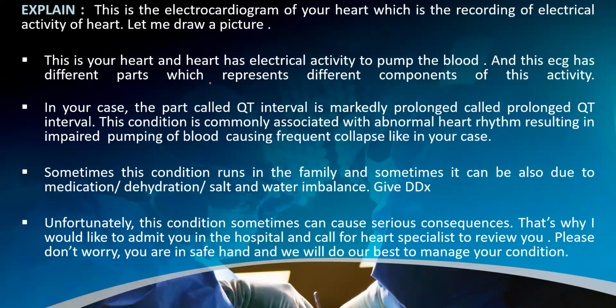The electrocardiogram of your heart is supposed to record the electrical activity of your heart. Let me draw a picture for your better understanding. So this is your heart. Your heart has four chambers like this, and the pumping of your heart is regulated by some electric current which generates from here and then goes down to your heart like this. And the electrical impulse travels throughout your heart and helps your heart to pump the blood from the heart into your whole body. And this ECG has different parts which represent these different components of this electrical activity.